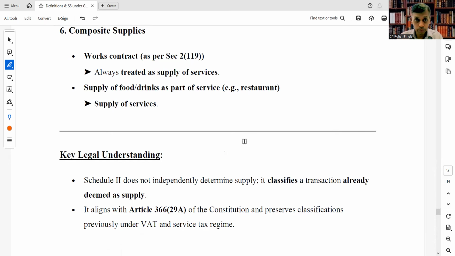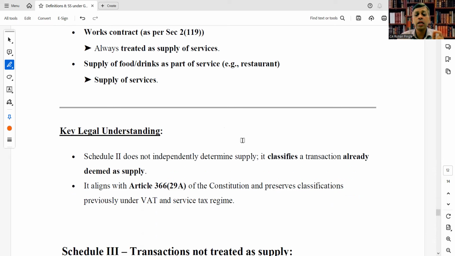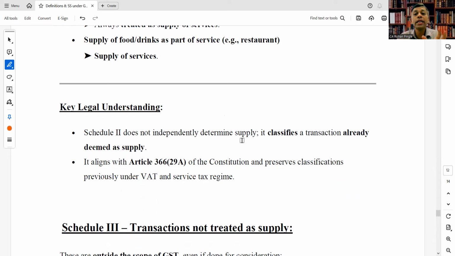Key legal understanding: Schedule 2 doesn't independently determine supply. It classifies a transaction already deemed as supply. Understood? Schedule 1 is actually activities treated as supply, but Schedule 2 is not like that. It doesn't independently determine supply; it classifies a transaction already deemed as supply. It aligns with Article 366(29A) of the Constitution, and preserves classifications previously under the VAT and service tax regime.